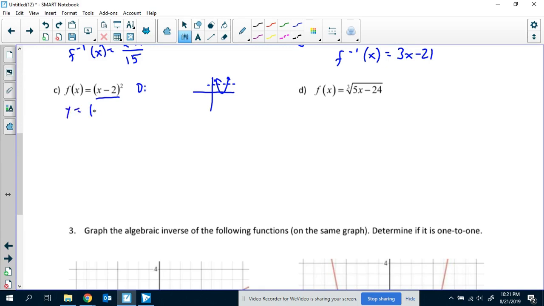So y equals (x minus 2) squared. I'm going to flip the x and y. So x equals (y minus 2) squared. Square root both sides.